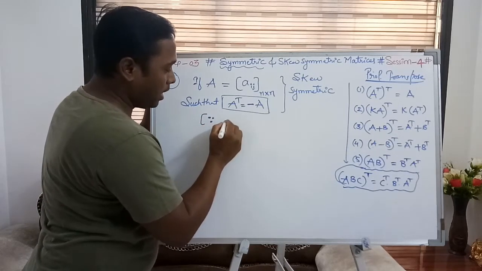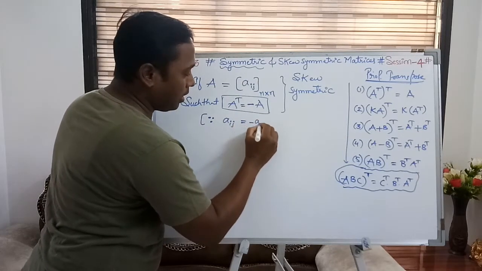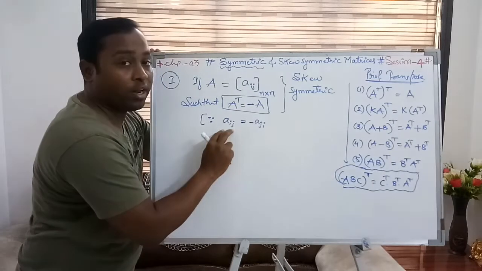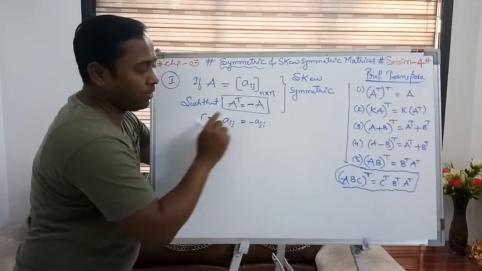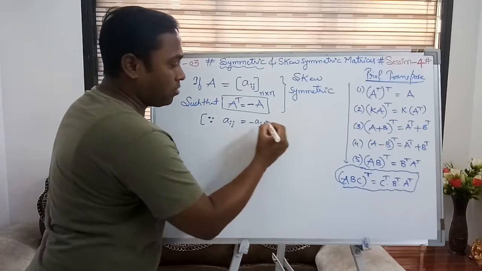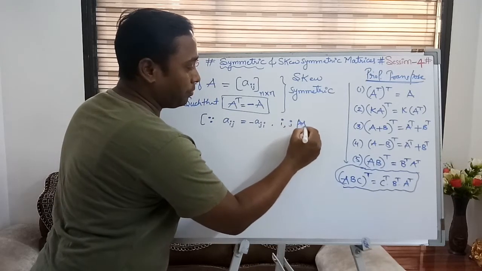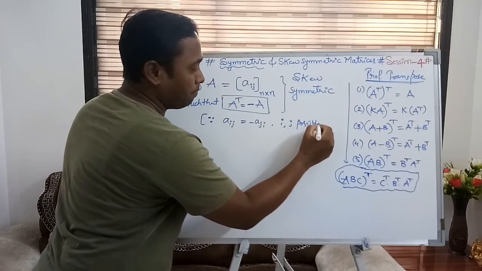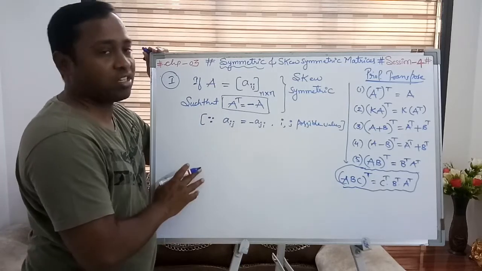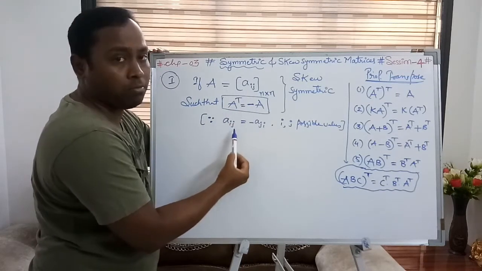Therefore I can also say A_ij element becomes minus A_ji. The order will be reversed: the A12 element becomes the A21 element, and the sign will also change. Remember this. So here A_ij is equal to minus A_ji, where i and j take all possible values according to the given matrix. So simply, skew symmetric means a square matrix satisfying the condition A transpose is equal to minus A.